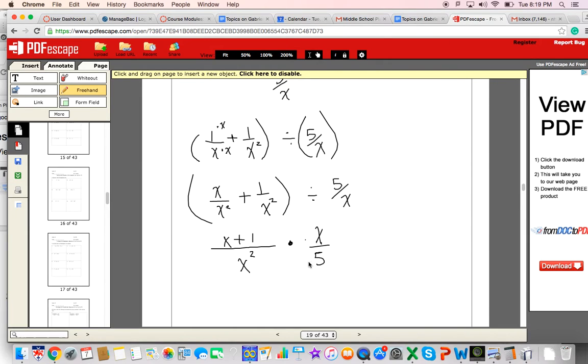All right, this is not as messy as I thought it would be. So now we can go ahead. We can remember that x squared is just x times x. So we can cancel x as a factor and then cancel that.